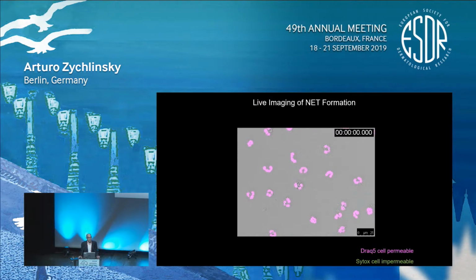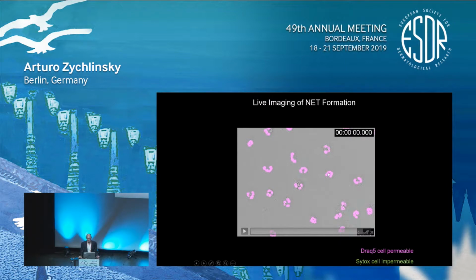So this is a movie of the process of net formation. This is, again, cells that were isolated from healthy donors. And these cells are incubated with two different dyes. Both of them stain DNA. One is permeable, in purple. So all the cells here are neutrophils.